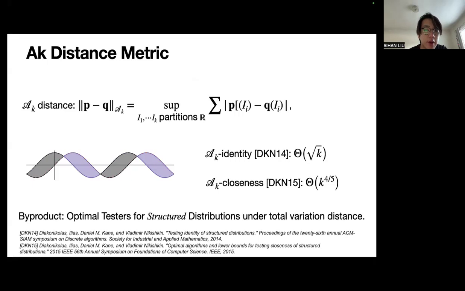Interestingly, as a byproduct of A_k testing, one also obtained optimal TV distance testers for structured distribution families, including mixtures of Gaussians, monotone, and log-concave distributions. Each of these tests corresponds to some A_k tester with an appropriately chosen k.